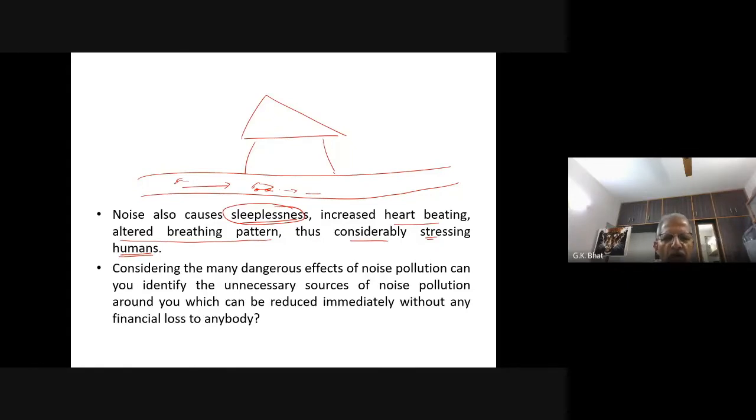Okay, that's it. Whenever these big roads are constructed, the people around suffer because of noise pollution. Considering the many dangerous effects of noise pollution, can you identify the unnecessary sources of noise pollution around you, which can be reduced immediately without any financial loss to anybody? Shall I tell you one of the measures that I took? Are you interested to reduce the noise pollution? Yes, sir.